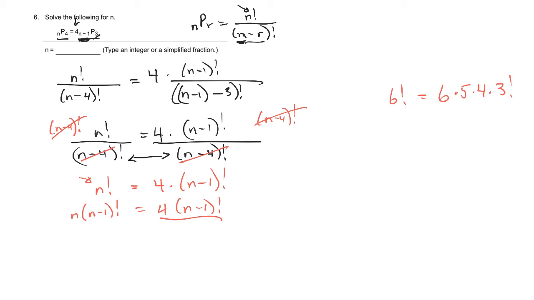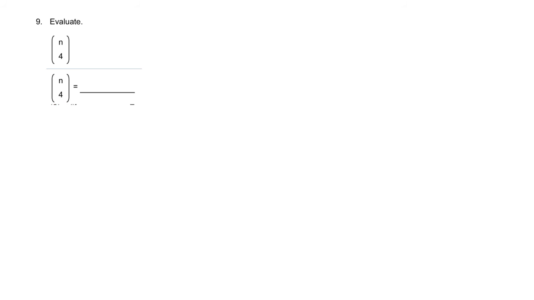So I can divide both sides by n minus 1 factorial, and these cancel out. So I'm left with n is equal to 4. It's a little awkward, sort of playing around with the formula. Let's do a similar thing with the nCr.